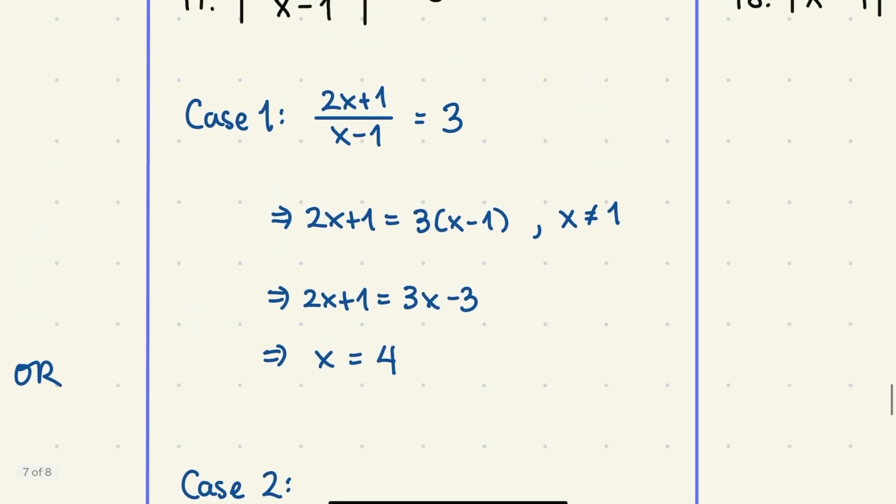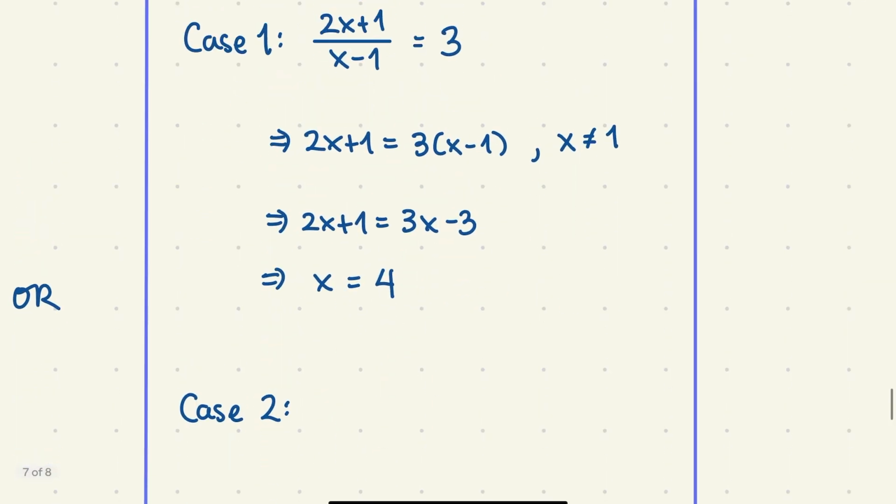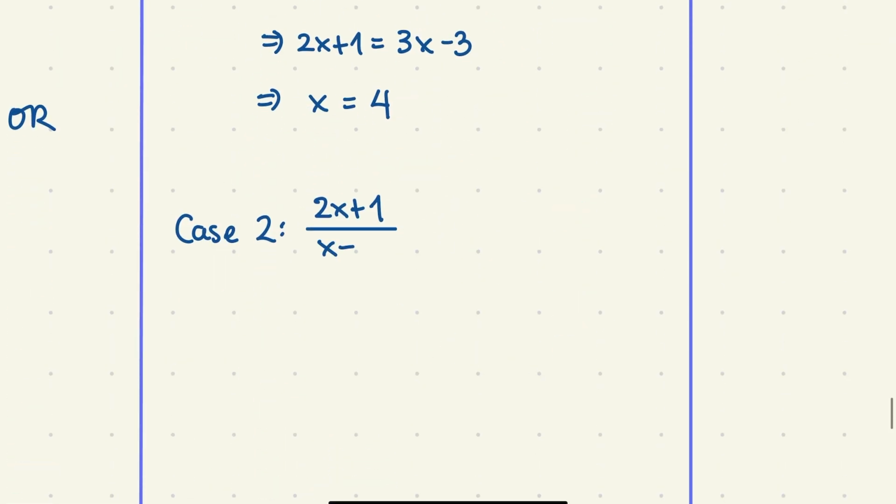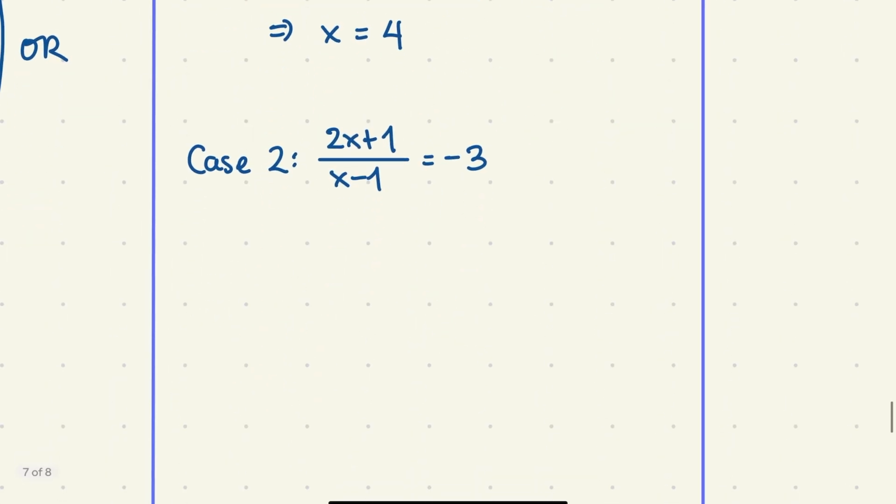For case 2, there we go. So case 2, we have 2x plus 1 all over x minus 1, this time equal to -3. So we do the same thing. We multiply x minus 1 both sides, so we have 2x plus 1 equal to -3 times x minus 1, again provided the fact that we don't consider this when x is equal to 1.